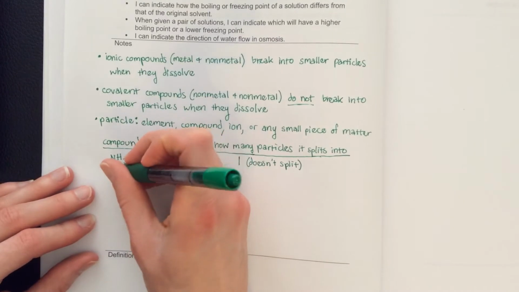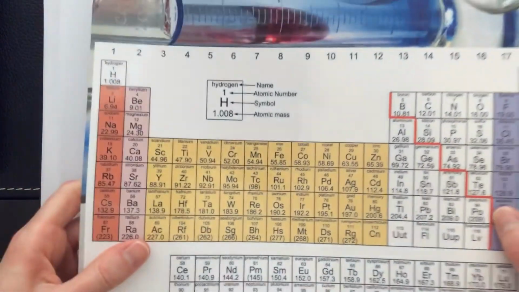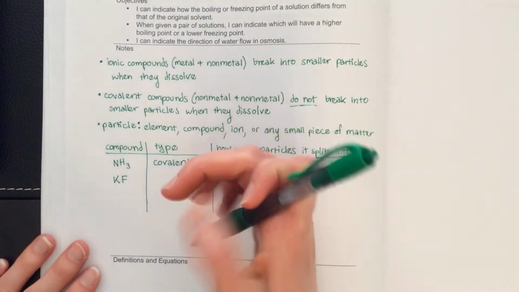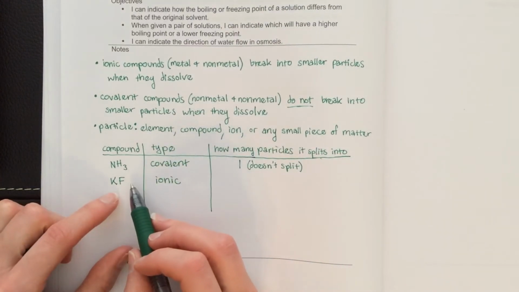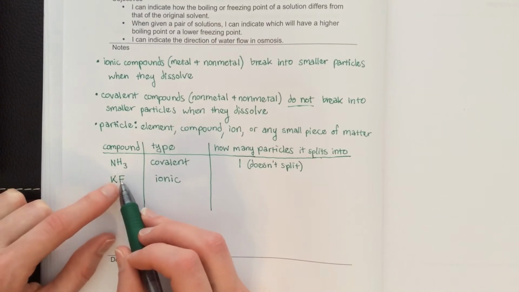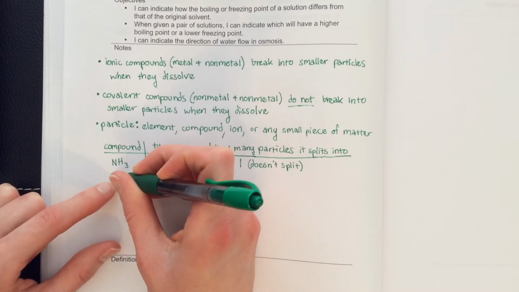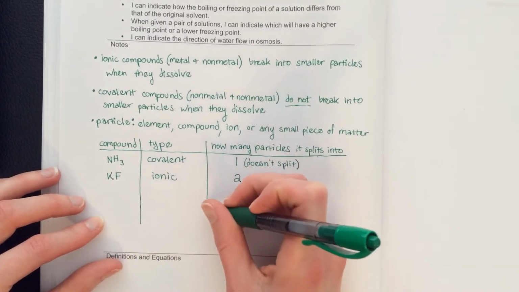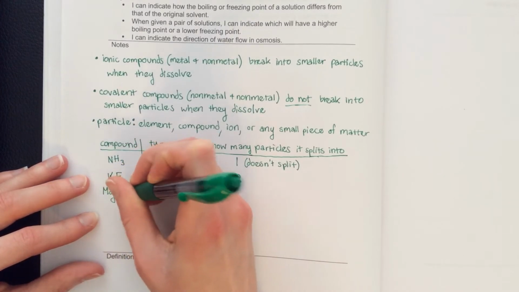Okay, let's look at KF. KF, here's K, it's a metal, and here's F, it's a nonmetal. So we know this is an ionic compound. So it's ionic. And we now need to figure out how many particles it's going to split into. The number of particles it splits into is going to be the number of atoms it's made of. So it's made of one K and one F, so it splits into 2. Okay, so you can probably see how this is going to work. Let's do a couple more, and then that's all we need to do today.